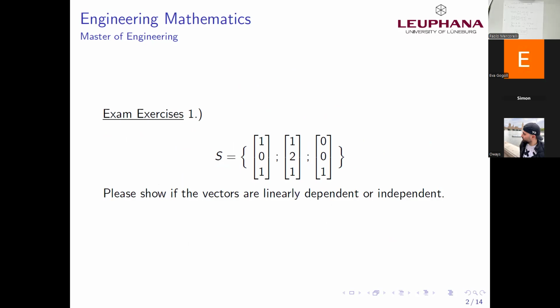Please show if the vectors are linearly dependent or not. I give you 2 minutes. Then we discuss the solution together. Intuitively, first of all, we have 3 vectors in dimension 3. No conclusion, but the set is not too crowded. But intuitively, I would like to say they are independent.